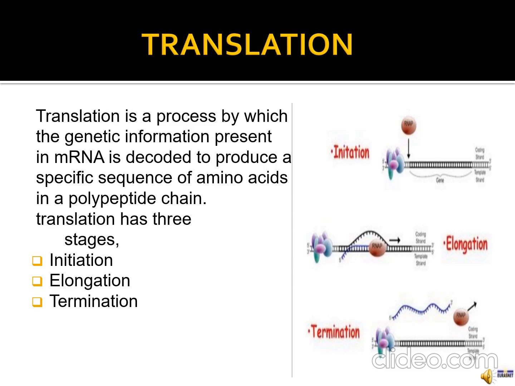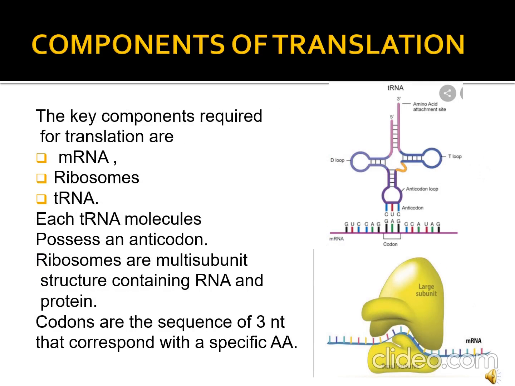Protein synthesis is known as translation. It also includes three stages: initiation, elongation, and termination. Key components required for translation are mRNA, ribosomes, and tRNA. Each tRNA molecule possesses an anticodon that is complementary to the mRNA codon, while the ribosomes are the primary machines for protein synthesis.